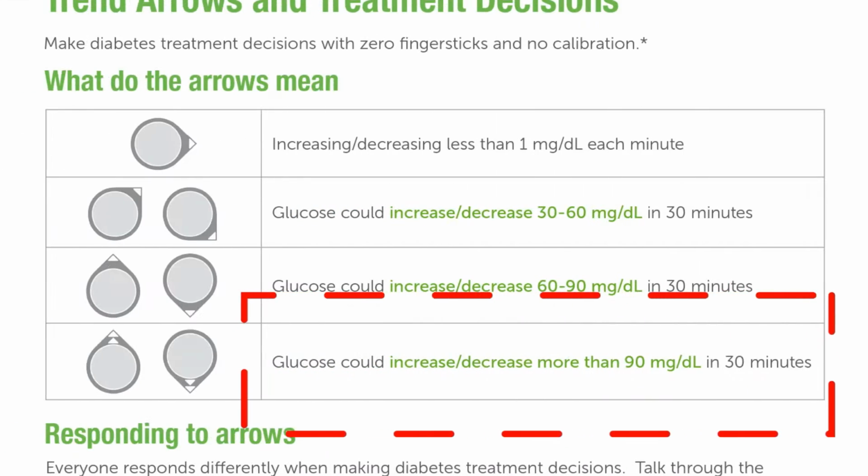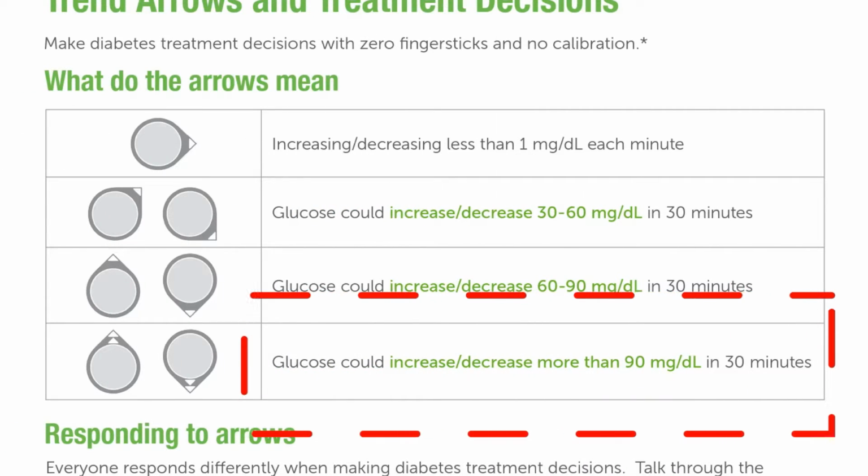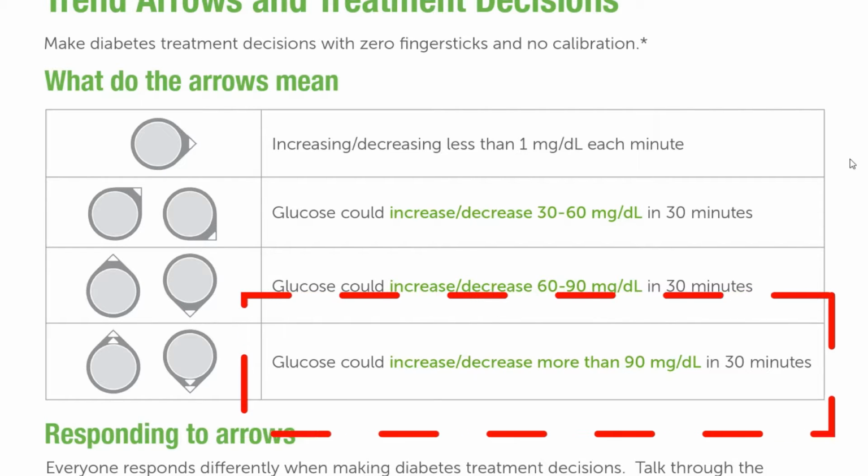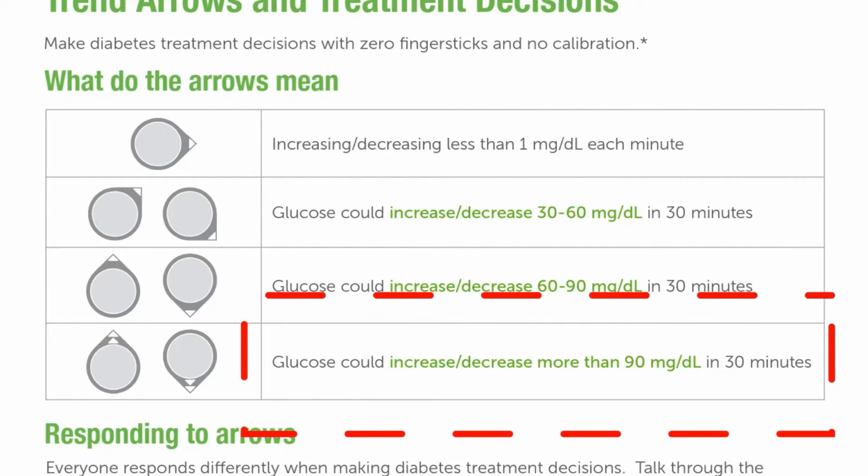But let's say now that I look at my Dexcom and I see I have 2 arrows upward. Several reasons why that could happen: hormones, maybe I'm dehydrated, maybe I'm stressed out. There could be a lot of things going on. But let's just say that I had 2 arrows up. What does that mean? Remember that chart I just showed you? That means that my blood sugar could potentially be more than 90 milligrams per deciliter higher in the next 30 minutes.